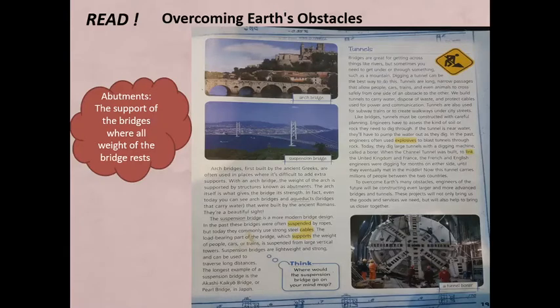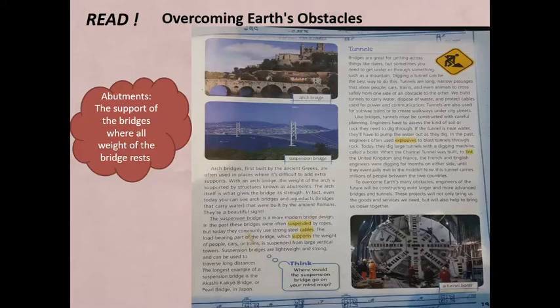The suspension bridge is a more modern bridge design. In the past, these bridges were often suspended by ropes, but today they commonly use strong steel cables. The load-bearing part of the bridge, which supports the weight of people, cars, or trains, is suspended from large vertical towers. Suspension bridges are lightweight and strong and can be used to traverse long distances. The longest example of a suspension bridge is the Akashi Kaikyo Bridge, or Pearl Bridge, in Japan.